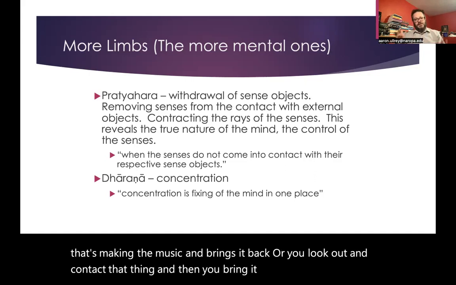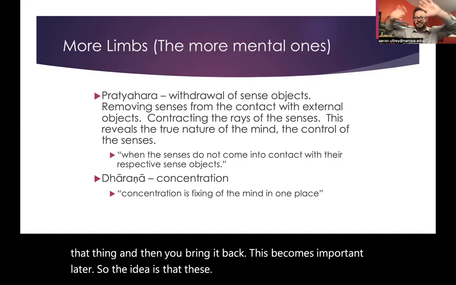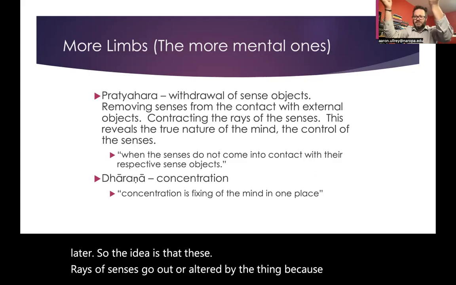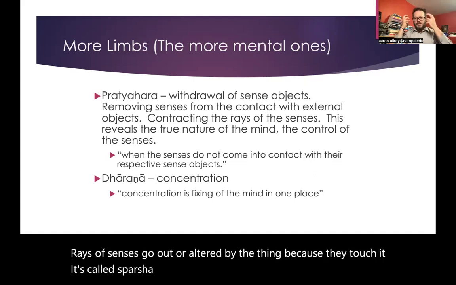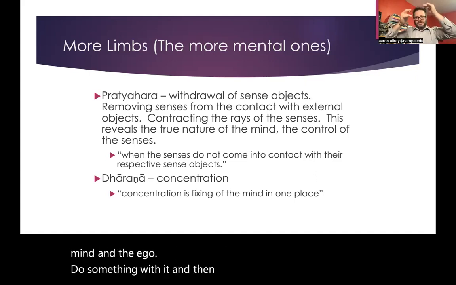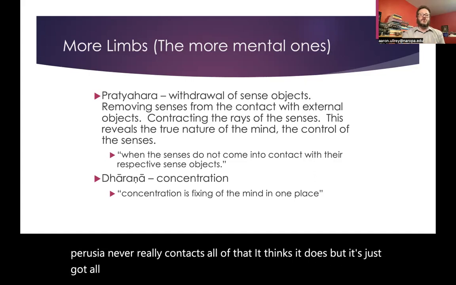This becomes important later. So the idea is that these rays of senses go out, and are altered by the thing because they touch it. It's called a sparsha. They touch it, they bring it back, and then the mind and the ego do something with it, and then the Purusha looks at it. But the Purusha never really contacts all of that. It thinks it does, but it's just got all that apparatus going on.